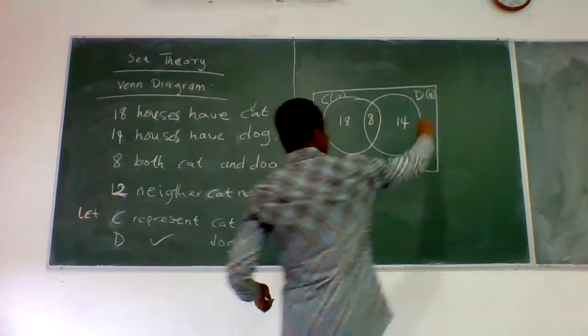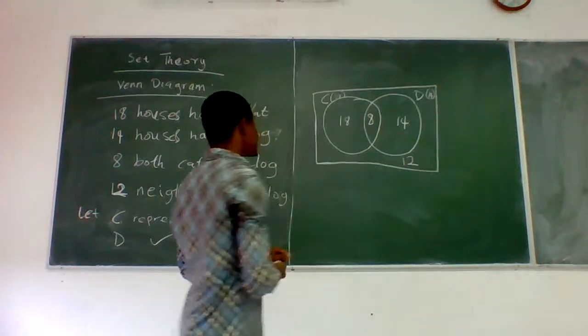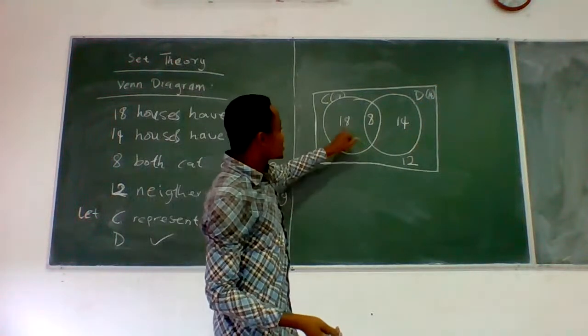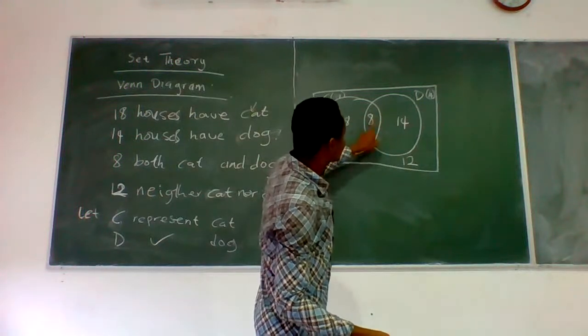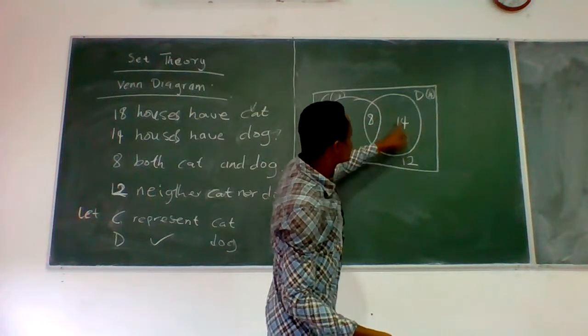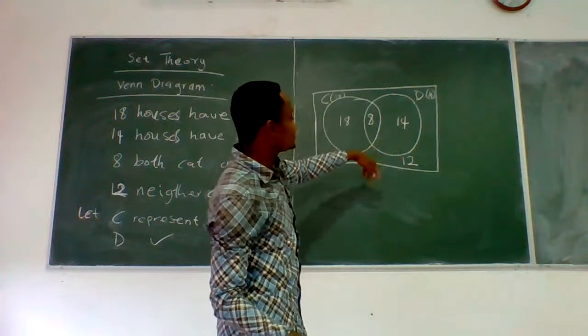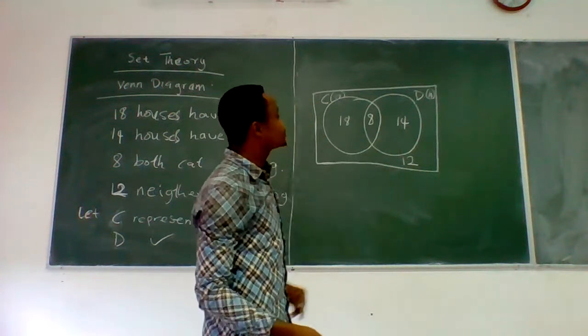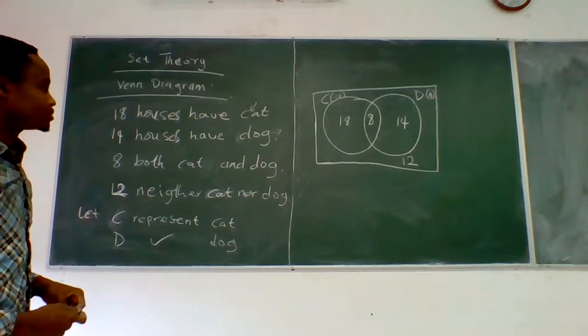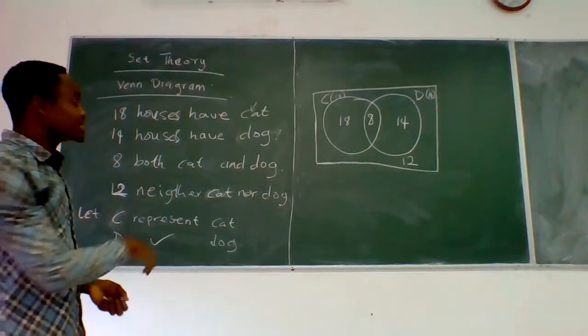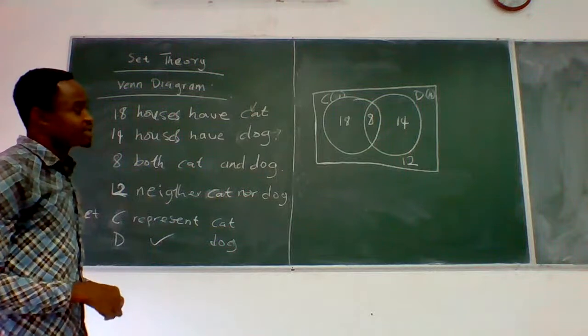So our universal set now, the total number of houses, is 18 plus 8, then plus 14 plus 12, because we have 12 out there, 12 houses without a dog or cat. So this is basically how we represent it in a Venn diagram.